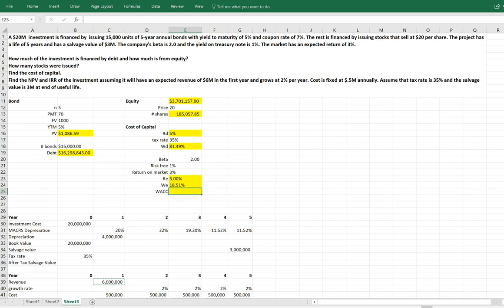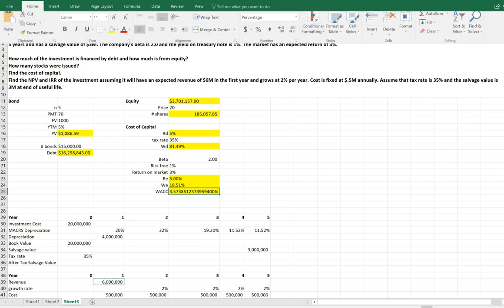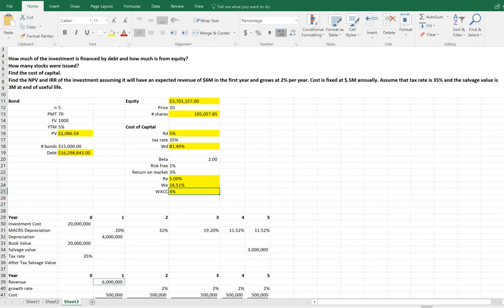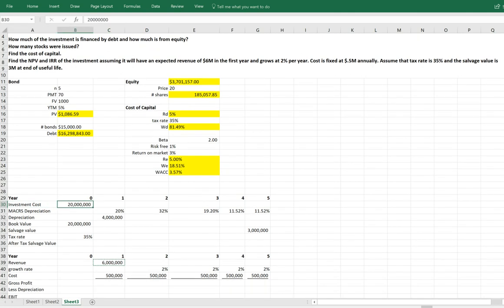Now the weighted average cost of capital is the cost of debt times 1 minus the tax rate times the weight of debt, plus the cost of equity times the weight of equity. So it is 3.57%.